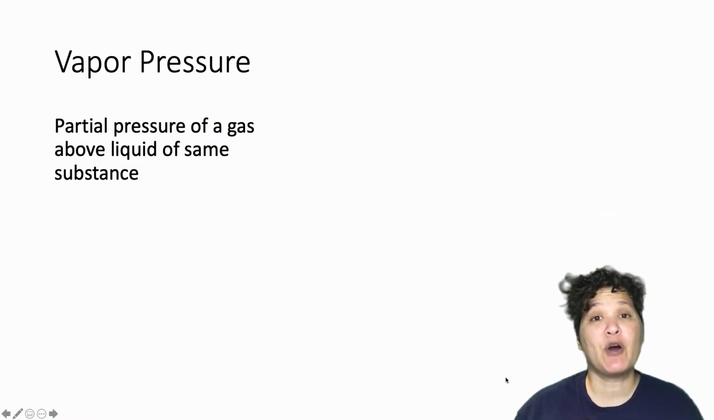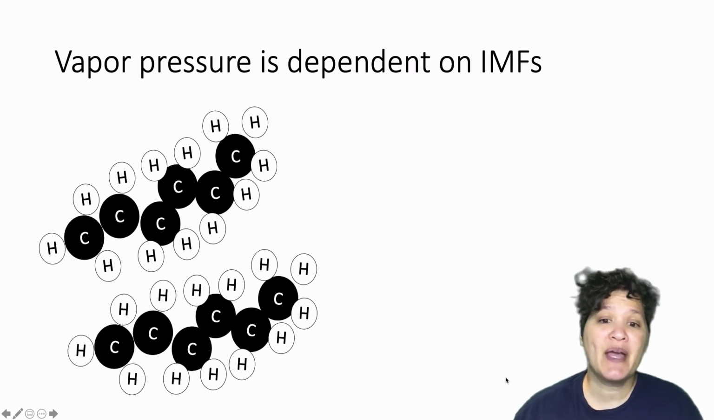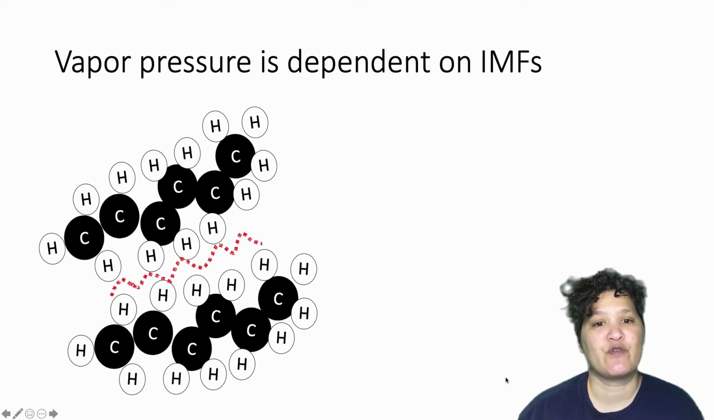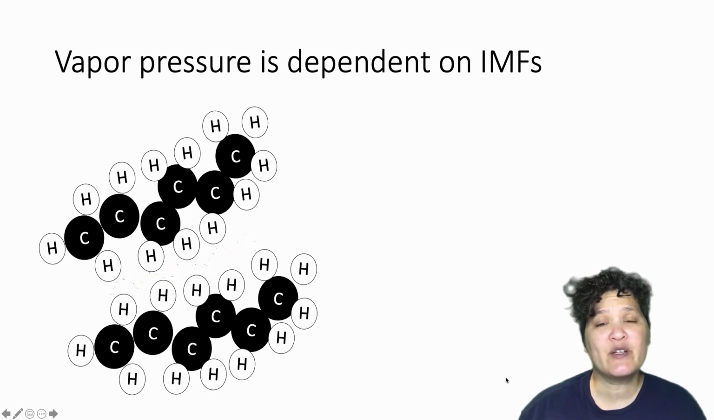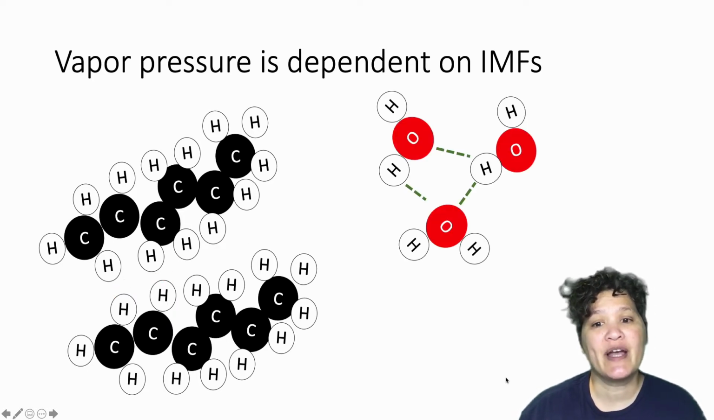Vapor pressure is basically the partial pressure of a particular gaseous substance that forms above the liquid form of that substance. The vapor pressure of a substance is dependent on the intermolecular forces holding that substance together. For example, take hexane, C6H14. This is a nonpolar molecule that only has London dispersion forces, which come and go, so there are relatively weak forces holding it together. By contrast, water molecules are held together by hydrogen bonding, which is much stronger than dispersion forces, so water will have a lower vapor pressure than hexane. The higher the intermolecular forces, the lower the vapor pressure.